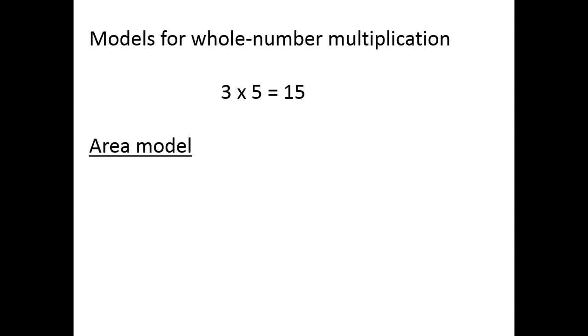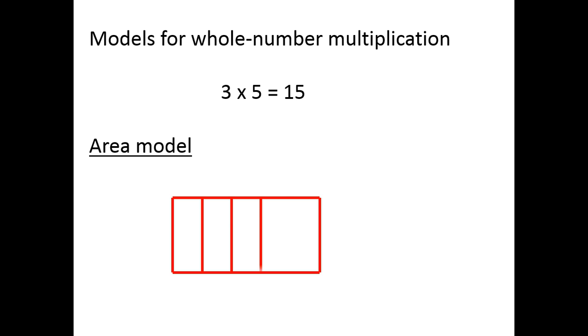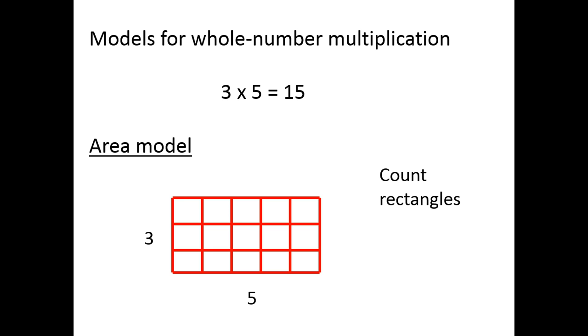There's an area model for whole number multiplication, which can look kind of similar to the grid model, but we're going to be counting different things. For the area model, we start with a rectangle, and then we divide the rectangle up into pieces. In this case, since we're multiplying 3 times 5, we divide it into 5 pieces one direction and 3 pieces the other direction, and then what we count is the number of rectangles inside the large rectangle. Since there are 15 rectangles inside the large rectangle, we have a product of 15 for our multiplication problem 3 times 5.